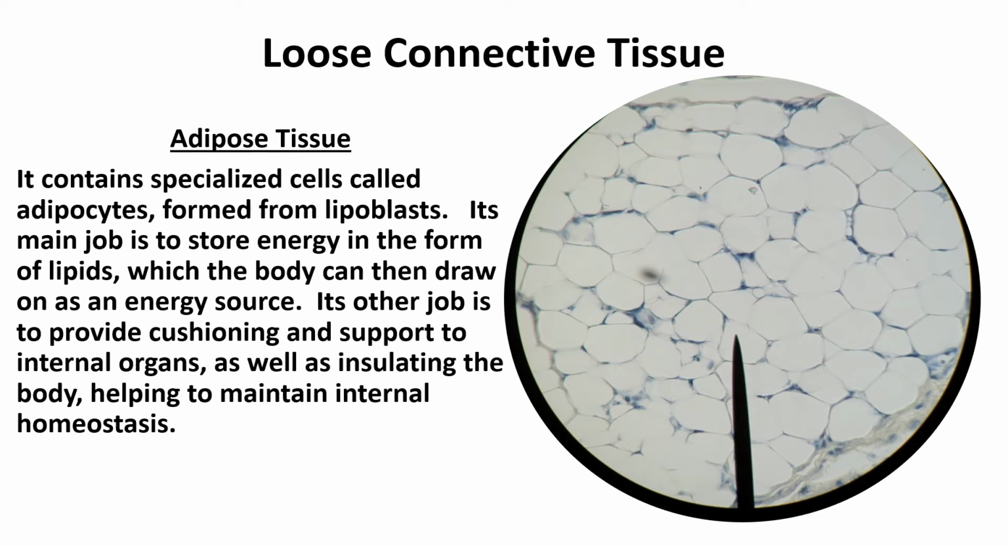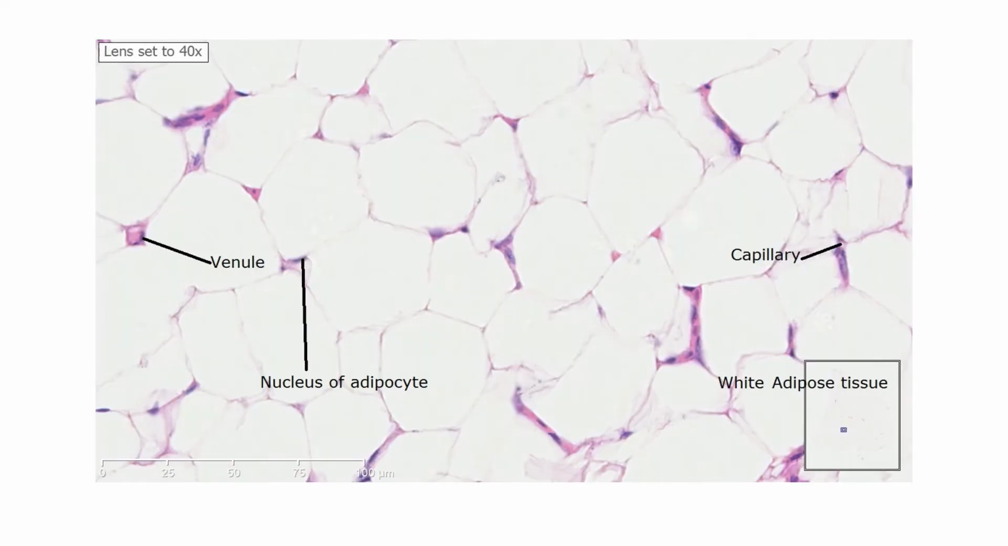Then we have loose connective adipose tissue. Adipose tissue to me looks like bubble wrap. So the cell is so filled with the lipids that it pushes all of the organelles and the nucleus and everything up against the cell membrane. So it really just looks like an empty cell with an outline, but it is a truly functional cell. It's just filled with lots of lipids. Here's another picture to show you.